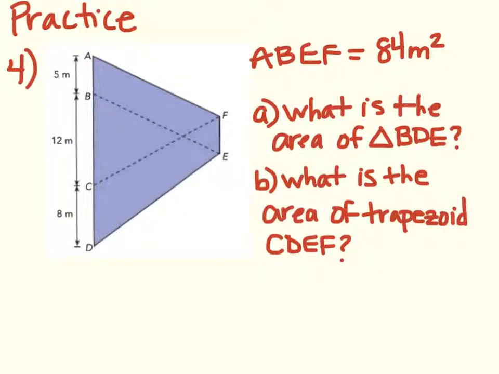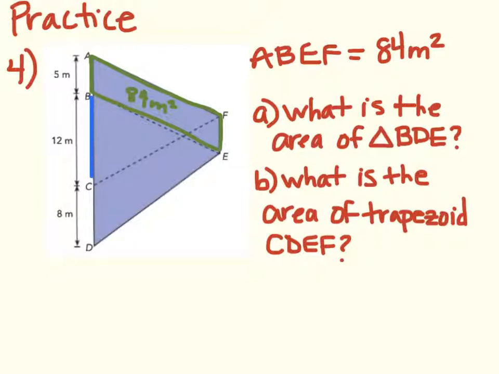Here's a practice composite figure for you. Go slow, take it easy. You can figure this out even though it looks pretty tricky. So the area of this parallelogram, ABEF, is 84 meters squared. Now just be really careful. We're talking about this area right here. ABEF equals 84 meters squared. Using what you know there, we'll find the area of triangle BDE.